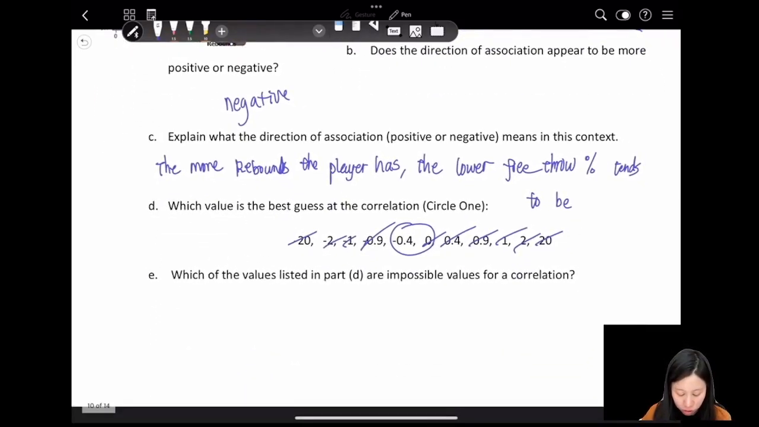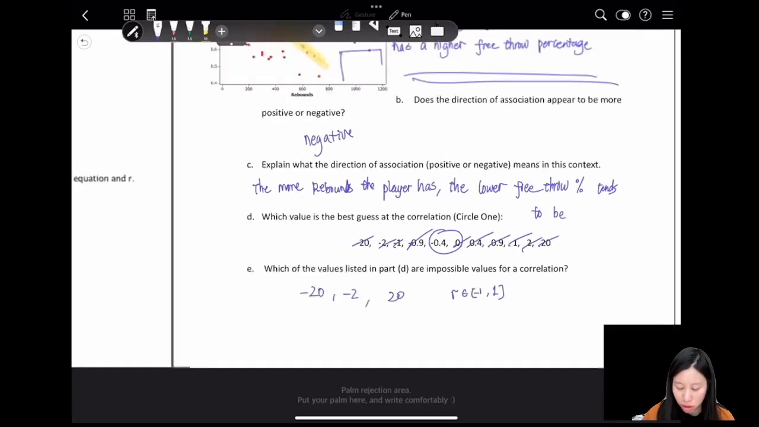Okay, which of the values listed in part D are impossible? Definitely the ones outside of the range: -20, -2, and 20. Because we know that our value has to be between -1 and 1. If it's outside that range, it's impossible.